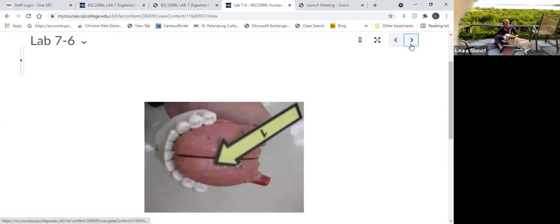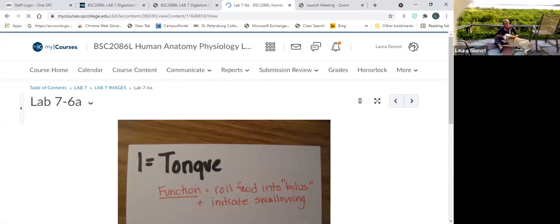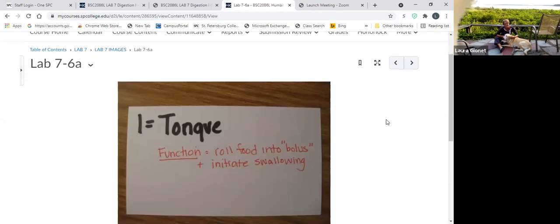Right here, we're looking at the tongue. So you should identify the tongue, or identify number 1, it's the tongue. Then identify its function. It moves food around within the oral cavity so that we can push food between the teeth so we can chew food. It helps you initiate swallowing, so it's going to elevate and kind of push food toward the back of your throat. But remember, we also find taste buds there.